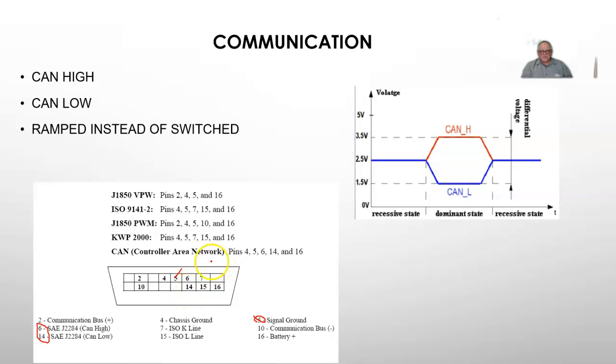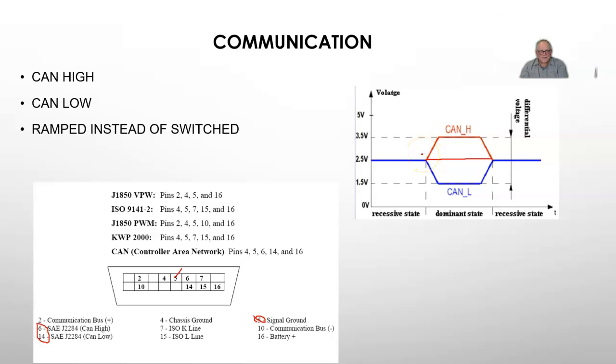Adjust your volts per division, your time per division until you can see this happening. If you were to see the CAN low go down like that, but CAN high went straight across like that, that means you've lost half your communication. And now you know that the problem is on your CAN high side of the circuit.